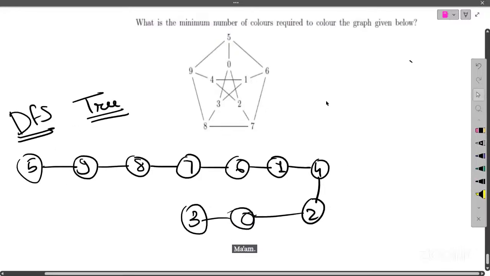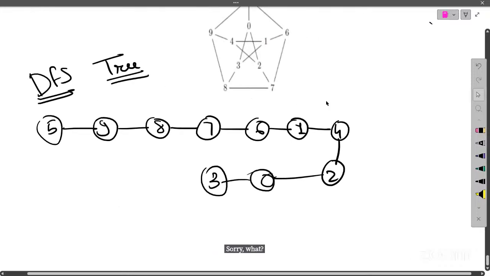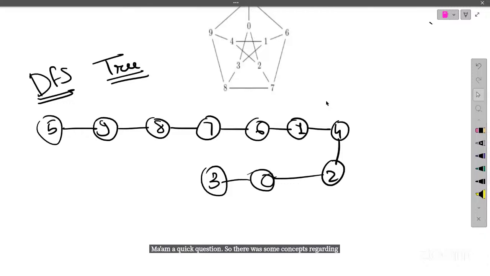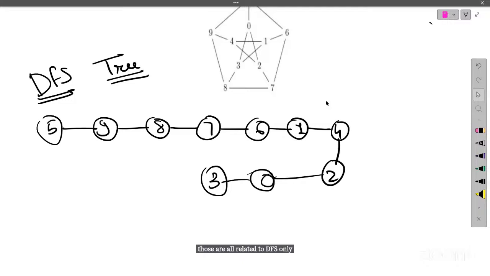Ma'am, a quick question. There were some concepts regarding forward edge, back edge, cross edge. Those are all related to DFS only. Those can also be considered with BFS as well. Those are related to DFS numbering. So first you have to do DFS numbering, and then we have some results. Based on those results, we have to judge whether that is a forward edge, back edge, or cross edge.